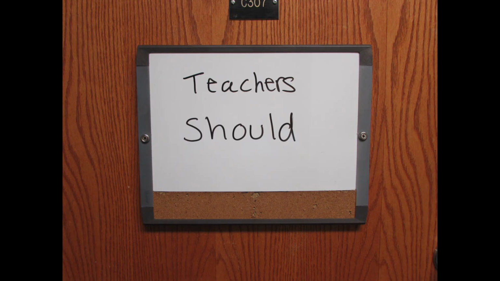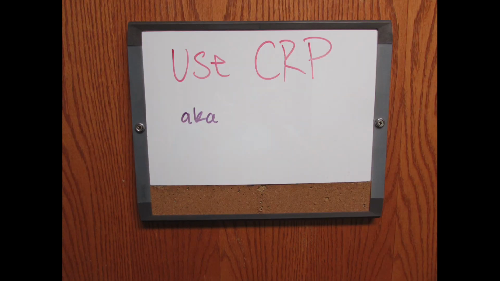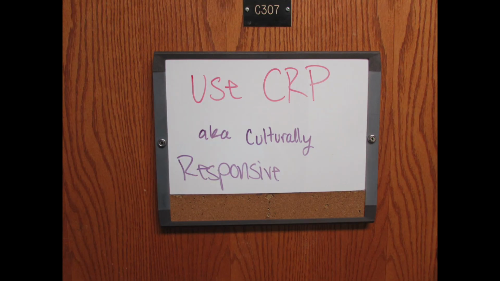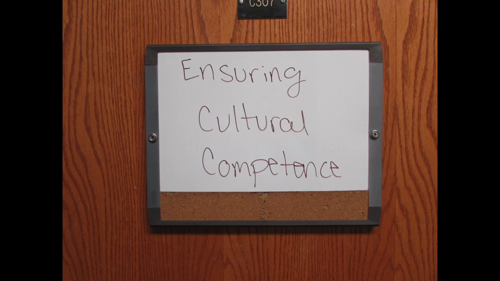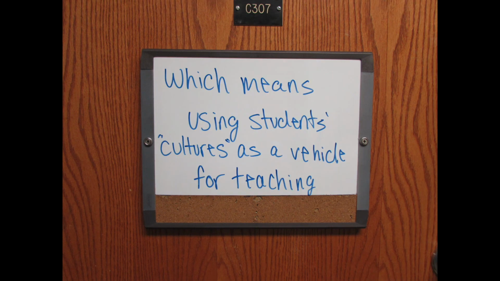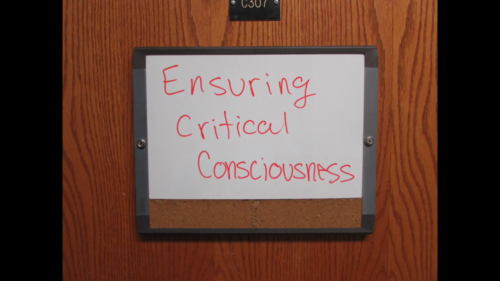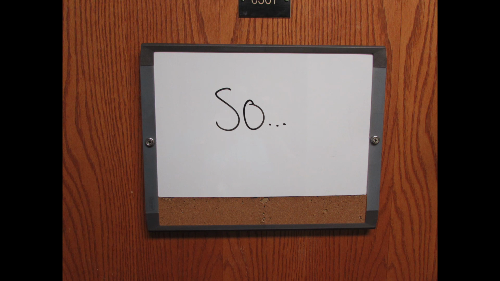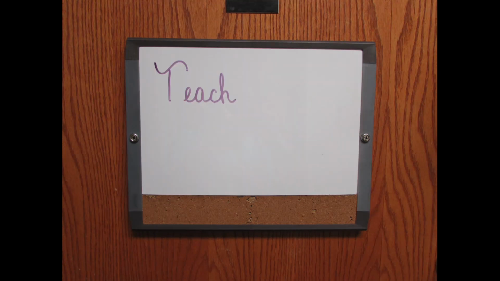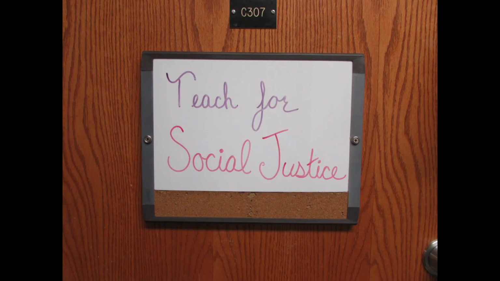They should also recognize that not all students have Wi-Fi or a computer and printer to do papers and research. Teachers should use CRP, aka Culturally Responsive Pedagogy, which means ensuring academic success, ensuring cultural competence, which means using students' cultures as a vehicle for teaching, and ensuring critical consciousness, which means to develop a critical consciousness to critique social norms. So, as a teacher, you should teach for social justice.